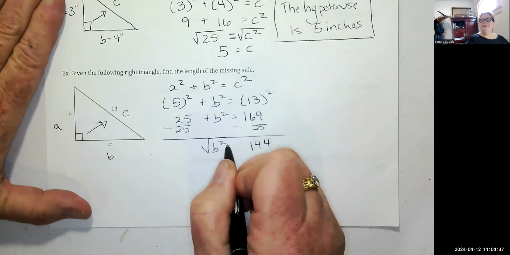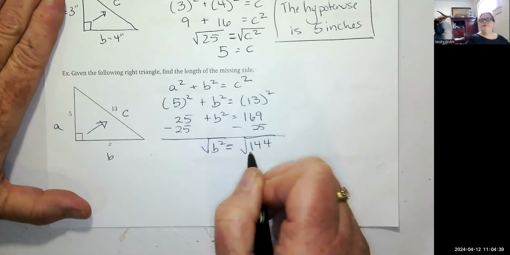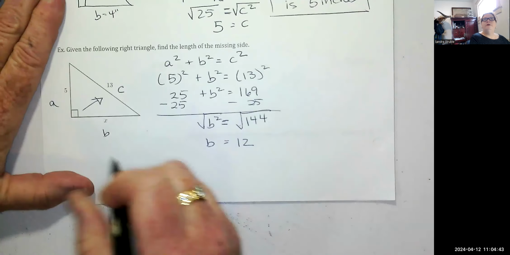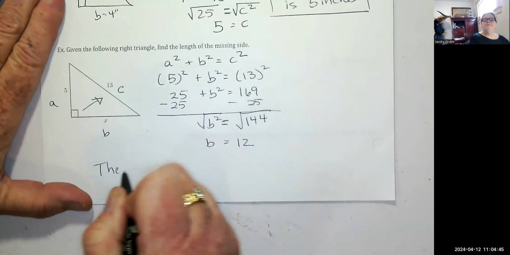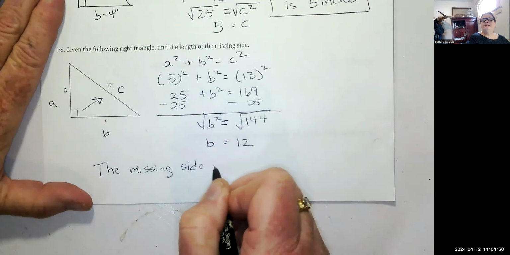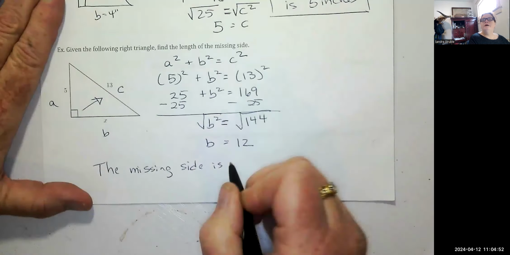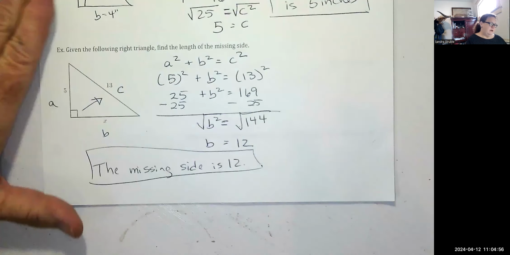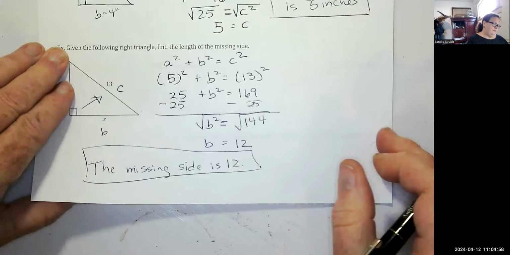What we do to one side because of this equal sign, we do to the other. Square root of 144 is equal to b, and that is 12. So the missing leg, the missing side is 12. There's no units here. If there were units, which there should be, then you would give the units as well.